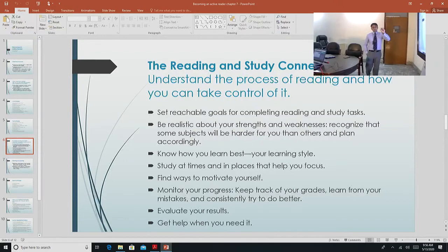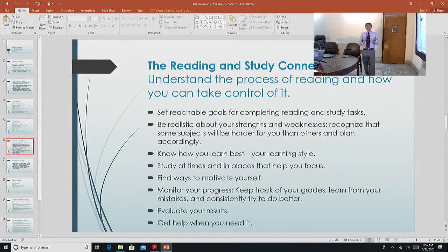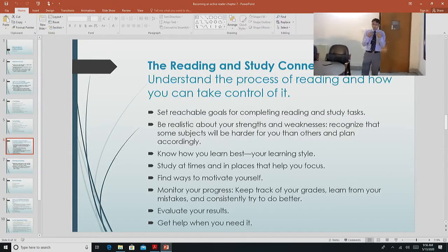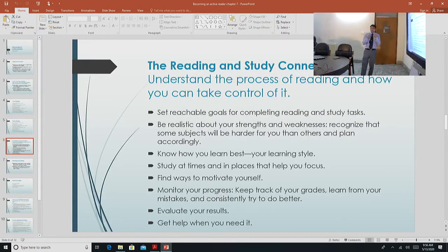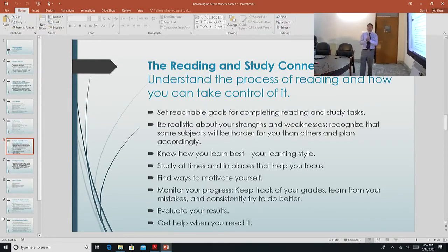So have attainable goals. Read the text carefully. Question it. Be realistic about your strengths and weaknesses. You are the person who can make a decision, and you know your strengths and weaknesses well. I know where I stand. I know when I am an active reader. I know when I am a passive reader. I myself can understand the material well when I get up early in the morning and start reading, and when there is a pin drop silence.